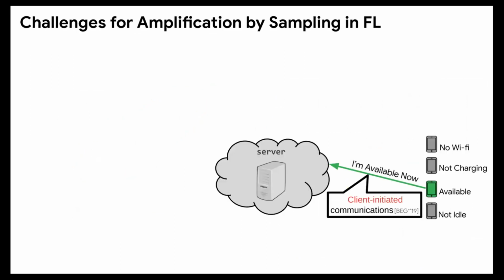But in practice, for cross-device federated learning systems, it's really hard to control this sampling. As we know, there are a lot of criteria for clients or mobile devices to join the training. Most of them are local criteria: they have to be connected to Wi-Fi, be charging, and not be used for other applications. Then they will probably join the training for this round. These are all client-initiated.